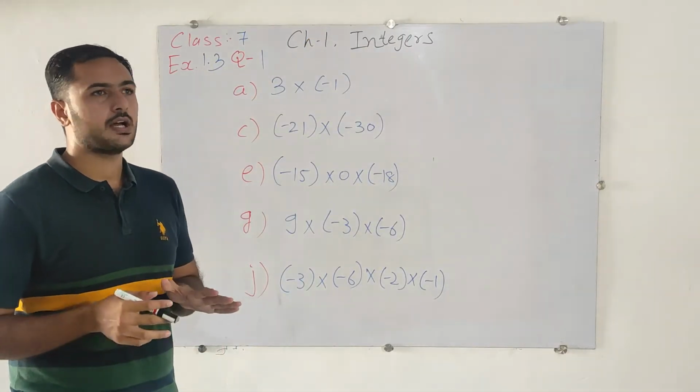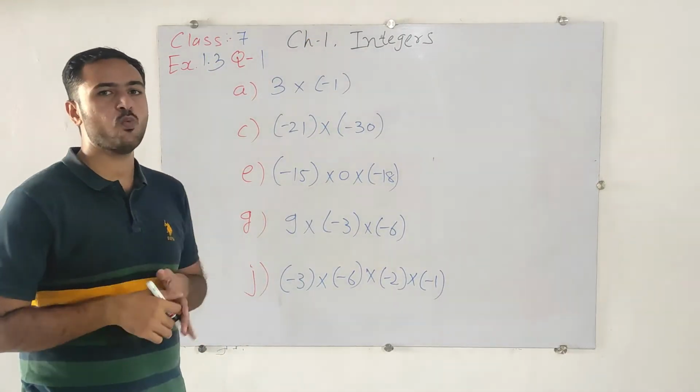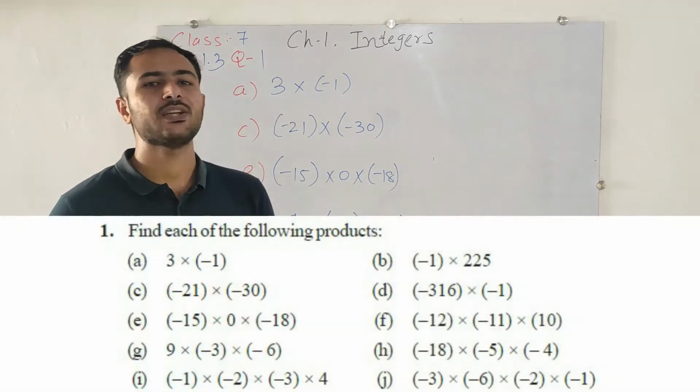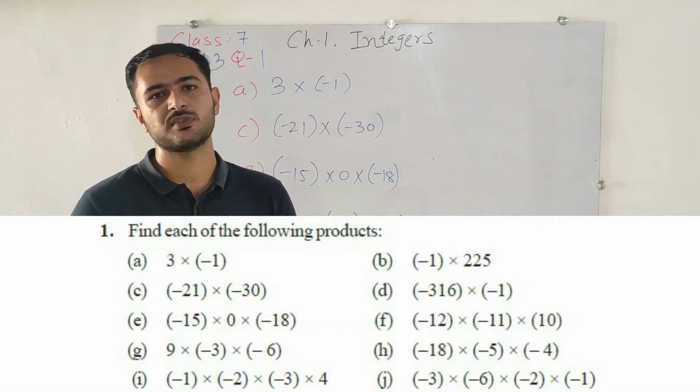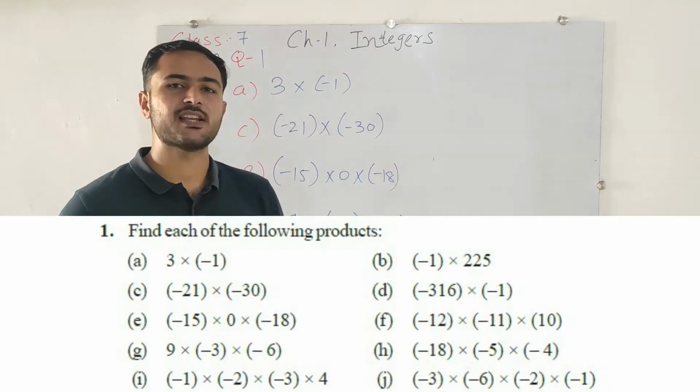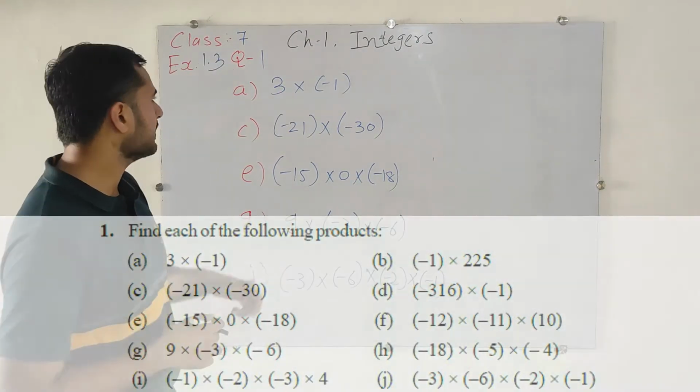Now here I am going to start exercise 1.3. In question number 1, different numbers are given and we have to multiply them, and this is based on the multiplication of integers. So let's start with the first one.